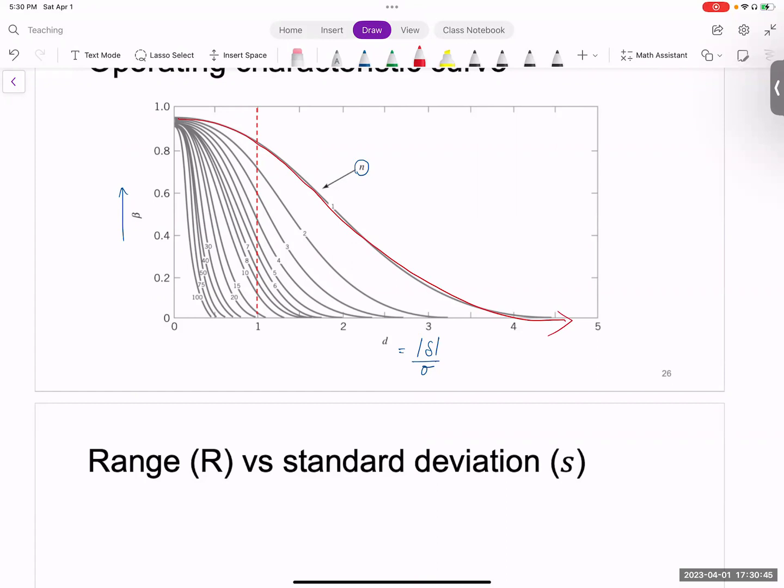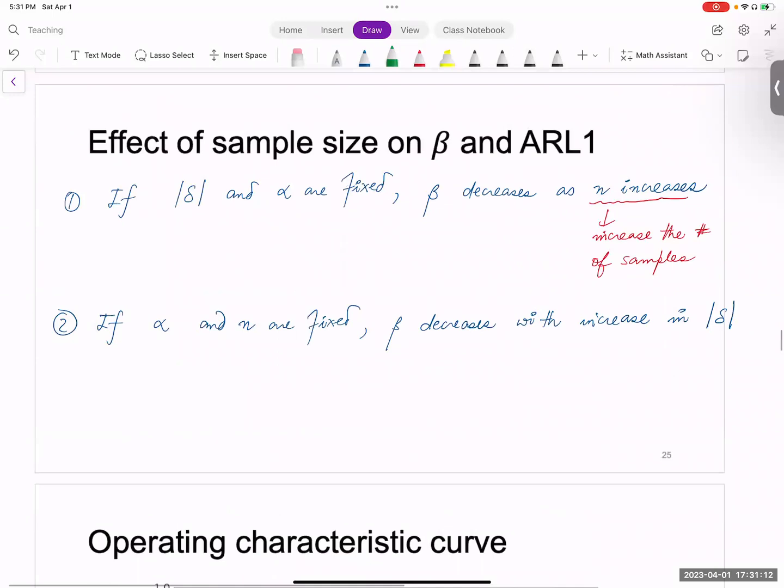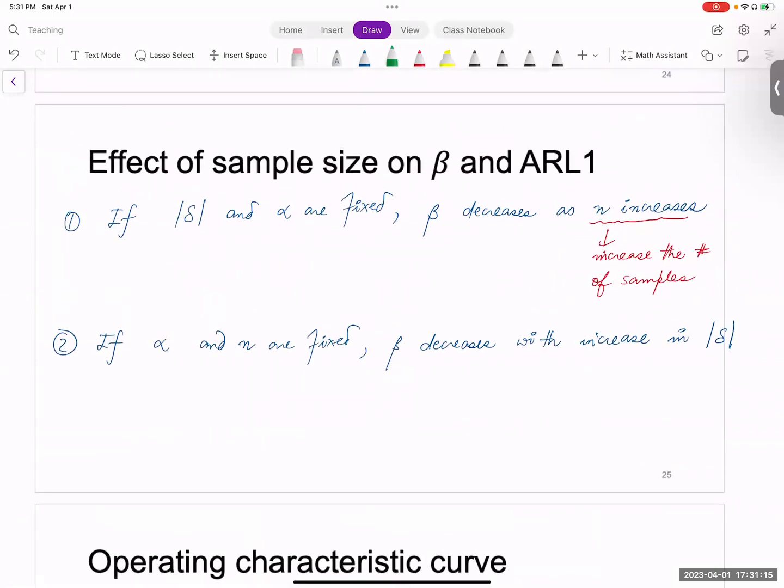And similarly, if you fixate on this dotted line that I have drawn here, your delta is fixed, your n goes from 1, 2, 3, 4, 5, 6, 7, all the way to roughly 20. And you see that as the value of n increases, as the sample size becomes larger, type 2 error decreases. So make sure that you remember these two properties, very important about control charts and very useful in understanding how we can improve the performance of a control chart.